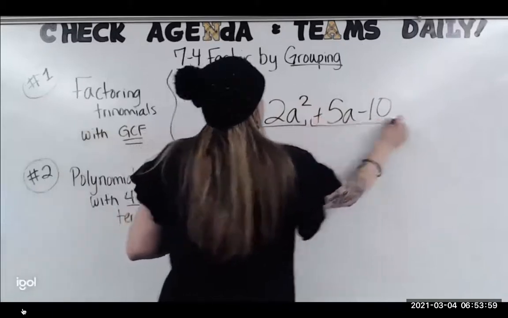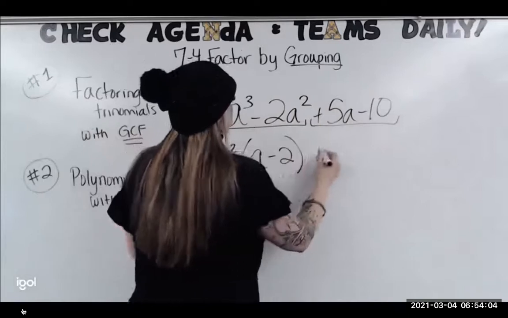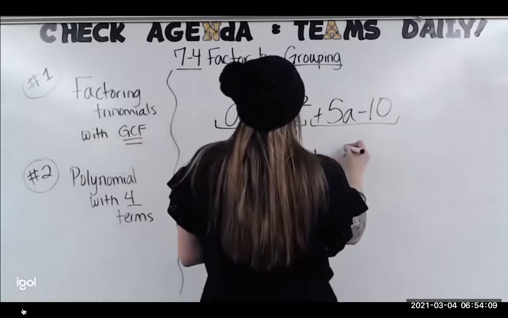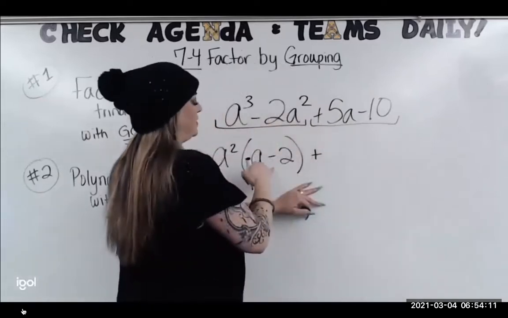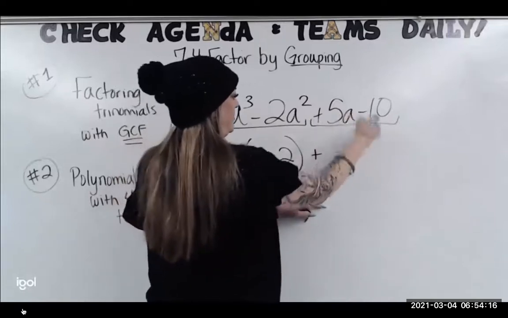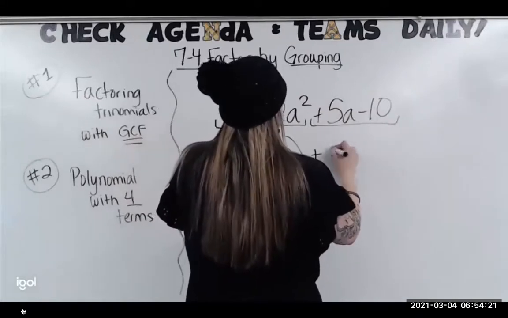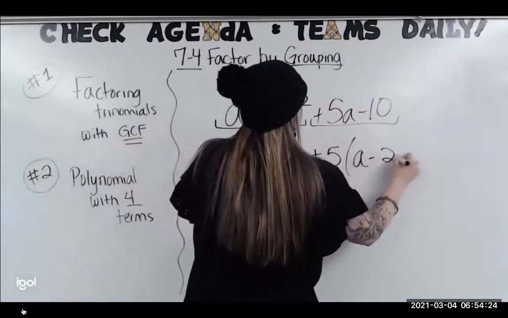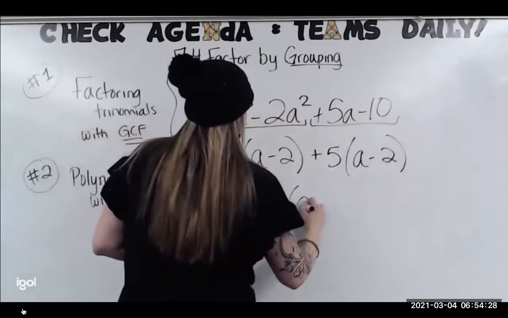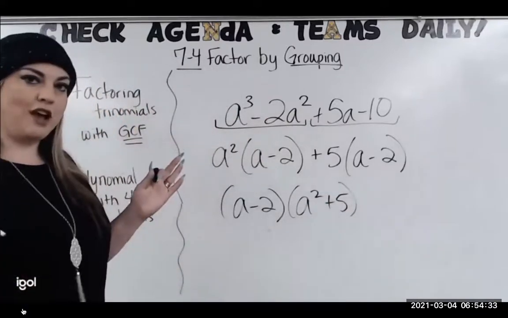Okay, so I'm going to factor these out. So I'm kind of thinking ahead. I know I need my subtraction to be inside to match this one. So I'm going to factor out a positive here because I want a subtraction over here. And there we go. So if that's what you got, nice job.